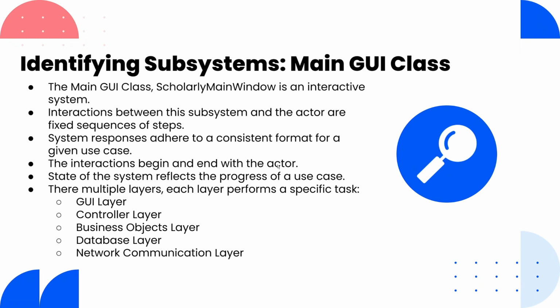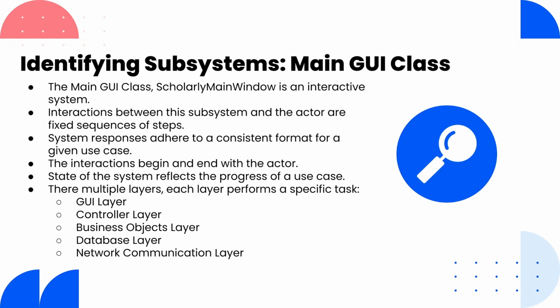So now we're going to identify our subsystems. So we're going to talk about the main GUI class. So our main GUI class in the code is called Scholarly Main Window, and it's an interactive system. So the interactions between this subsystem and the actor are a fixed sequence of steps, because the actor will always interact with the graphical user interface in a specific manner. And the system responses adhere to a consistent format for a given use case.